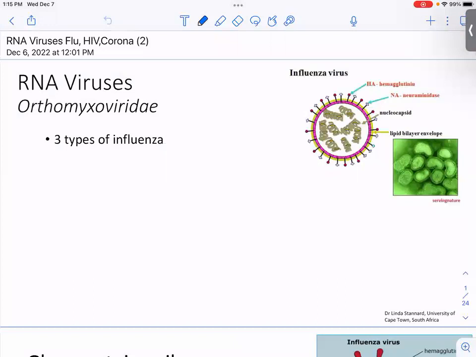Okay. All right, so we've got 3 RNA viruses. There are many more interesting ones, and I sometimes will pick different ones, but we'll stick with flu, HIV, and coronavirus, I think, this semester, and then hopefully have some time left. Okay, so we'll start with the orthomyxoviridae. This is a large family of viruses that primarily cause influenza.